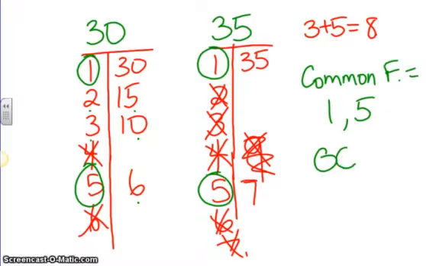And then our GCF, or our greatest common factor, would be the largest of those two common factors, which would be 5. This will come in really handy when we start reducing fractions and comparing and ordering fractions as well. But this really helps us with identifying the factors that numbers have in common so that we can see how easily they can be divided.